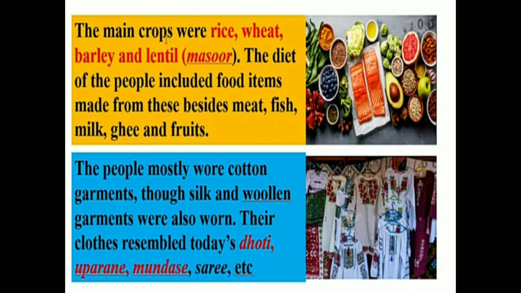The main crops were rice, wheat, barley, and lentil. It means masoor. The food of the people included items made from these, besides meat, fish, milk, ghee, and fruits. The people mostly wore cotton garments, though silk and woolen garments were also worn. Their clothes resembled today's dhoti, apron, mundas, saris, etc.